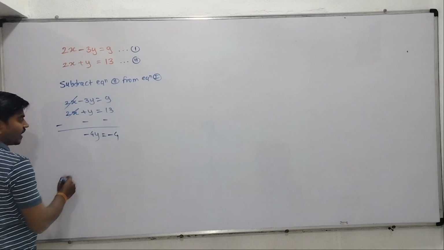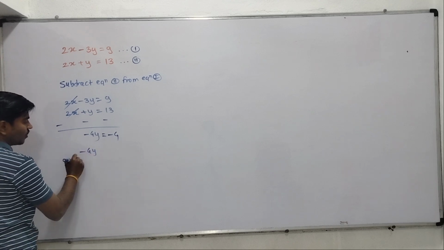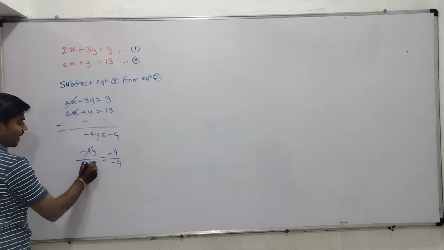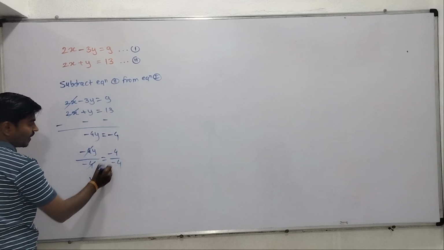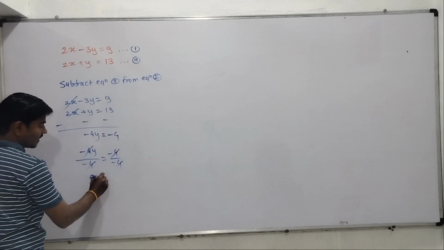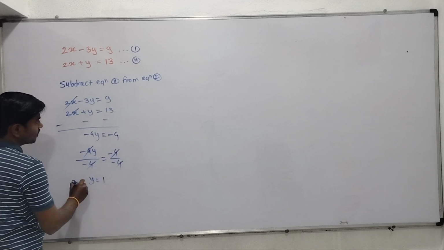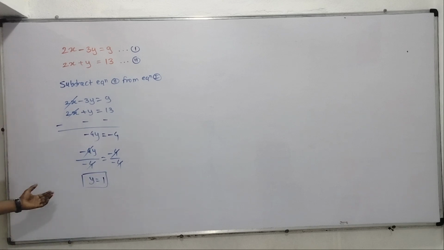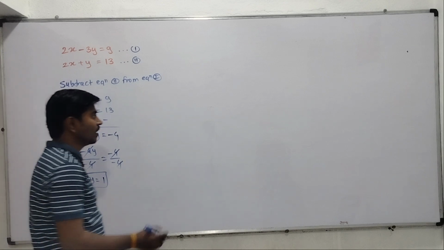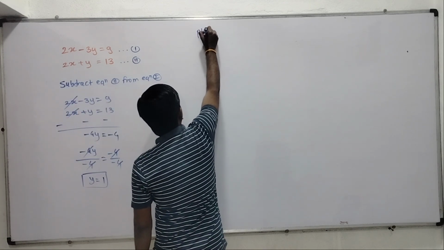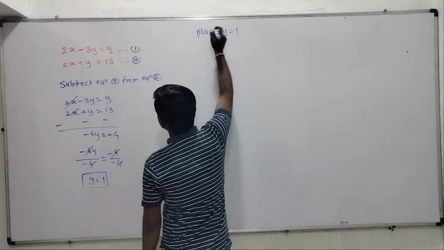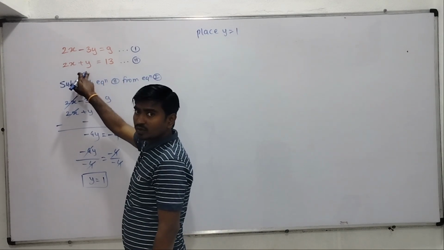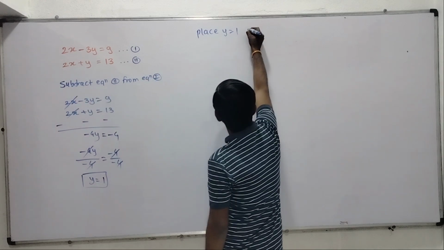So let's divide both sides by minus 4. Minus 4y upon minus 4 is equal to minus 4 upon minus 4. Here minus 4 will be cancelled, y will remain. Here minus 4 will be cancelled and 1 will remain. So here we get the value of y is equal to 1. So let's place this value, y is equal to 1, in equation 2, because here y is positive, so we will get an easy answer.